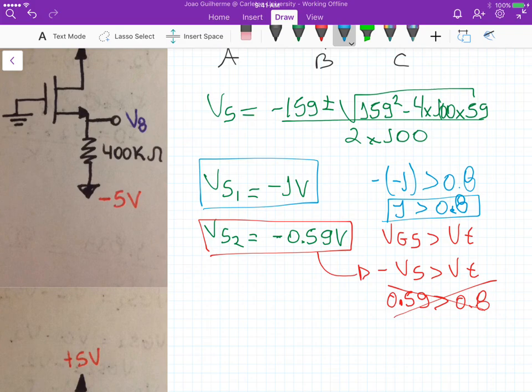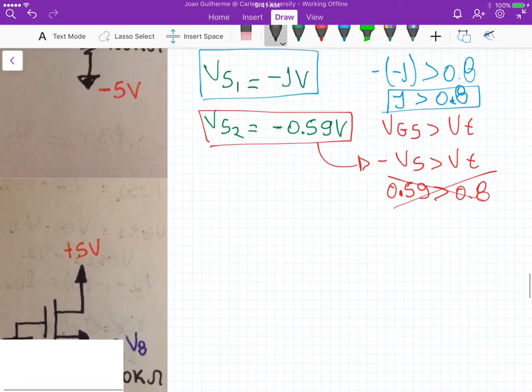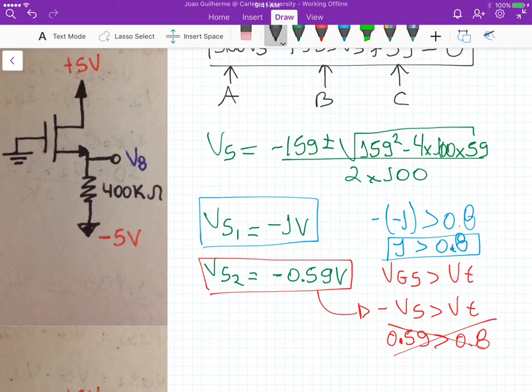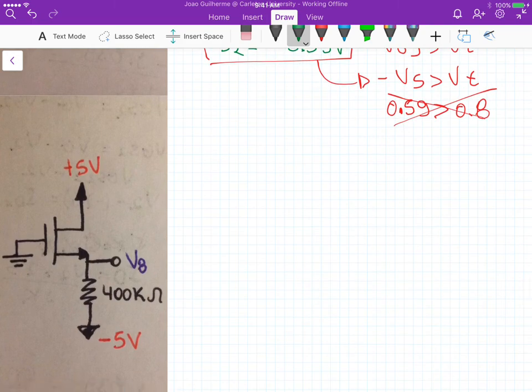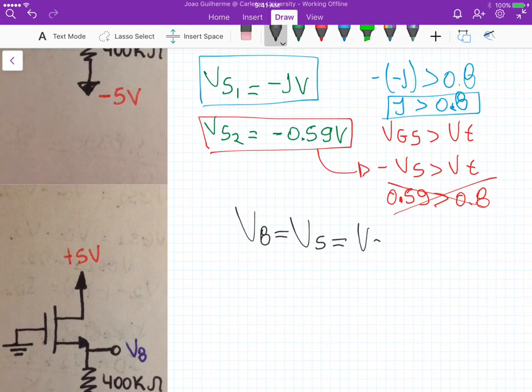And because Vs1 is actually, if we go down here, let me show you. This potential here is Vs, and Vs is equal to V8. Basically our result is that V8, which is the unknown in this circuit, is equal to Vs, which in our case is equal to Vs1, and that is minus 1 volts.